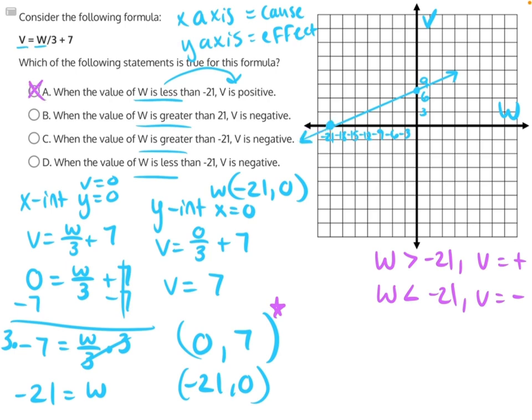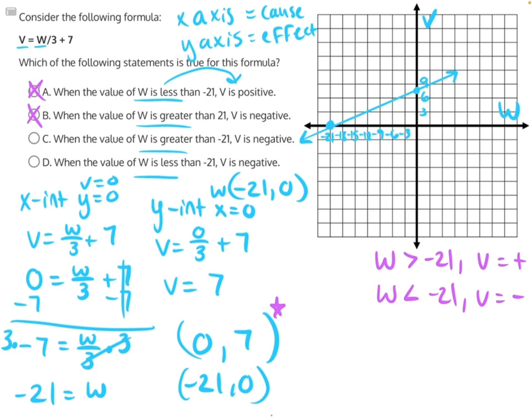B says when the value of w is greater than 21, positive, which would be over here, v is negative. Well, if we were to estimate where that might land on the graph, let's say about here, everything to the right of this point, greater than, would be in the positive v territory, not in the negative v territory. So that means that B is also incorrect.